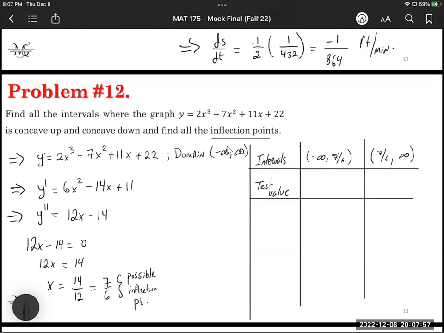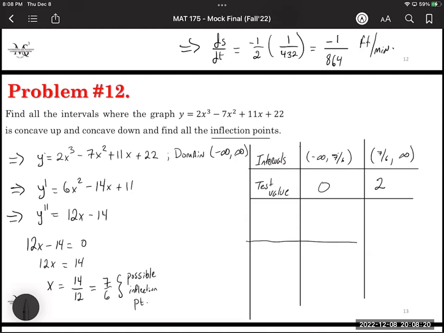So from negative infinity to 7/6, can somebody give me a test value? 0? Yeah, 0 works. You can definitely use 0. And from 7/6 to infinity, you can use the number 2.